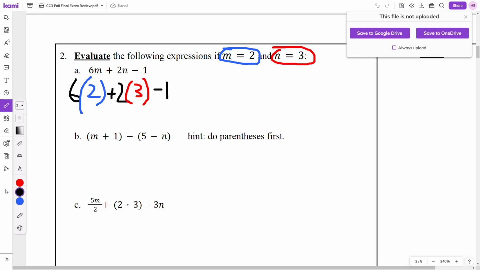And just underneath, I'm going to do those out so you can kind of see. So this 6 times 2 becomes 12, plus 2 times 3, which is 6, minus 1. And you add all those together, and you get 17. Hooray!